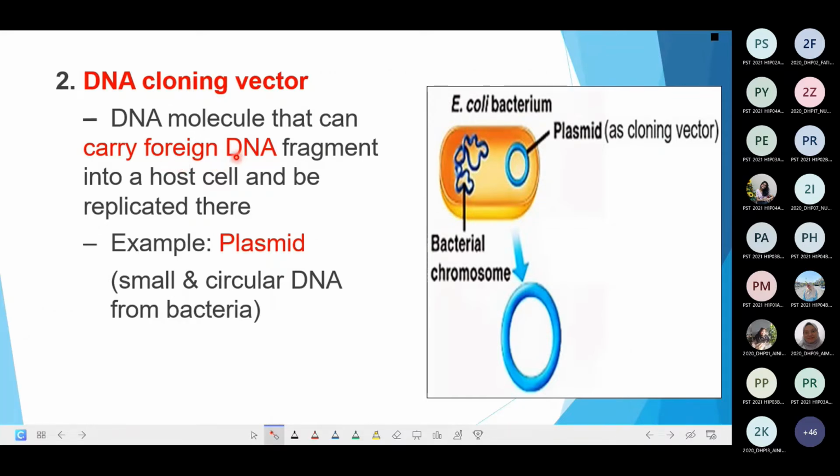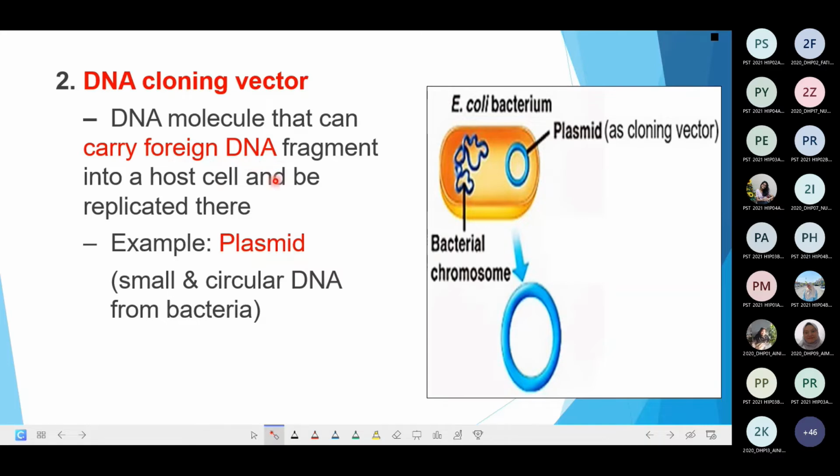Maksudnya DNA daripada sumber lain. Okay. We can also say that this foreign DNA is the gene of interest. Okay, so a cloning vector will be the DNA molecule that can carry our gene of interest into a host cell, in which the host cell will later make this gene of interest into many copies.